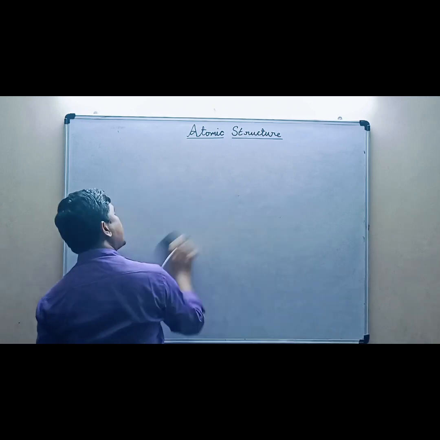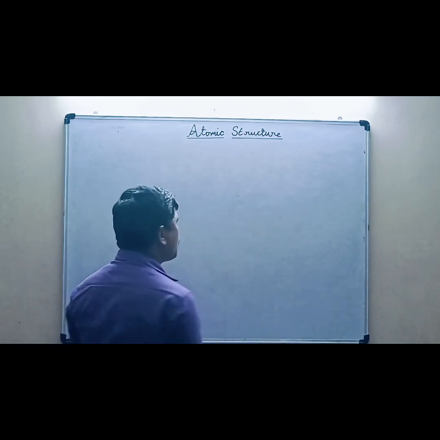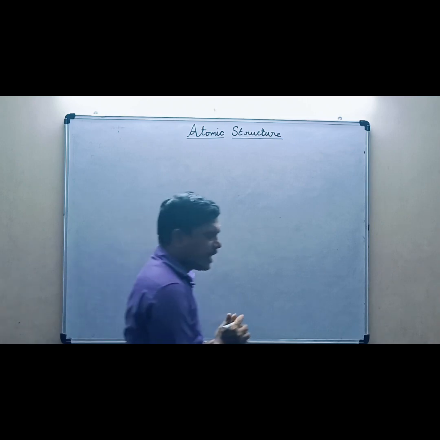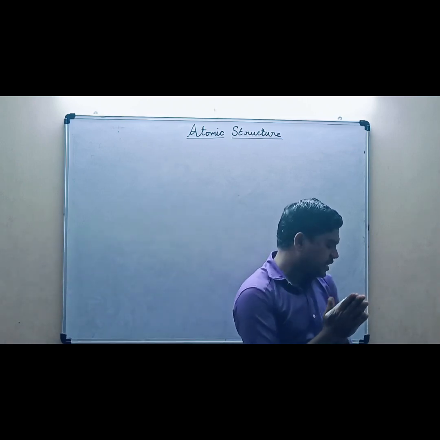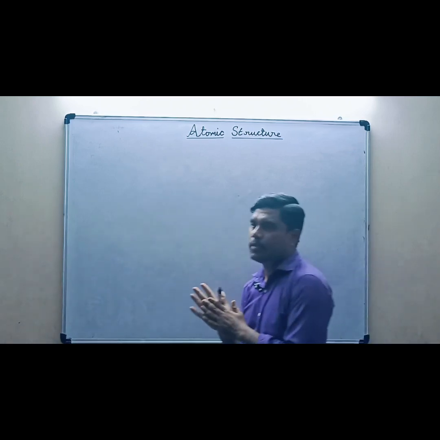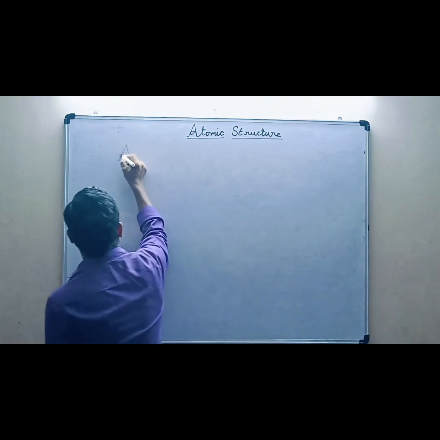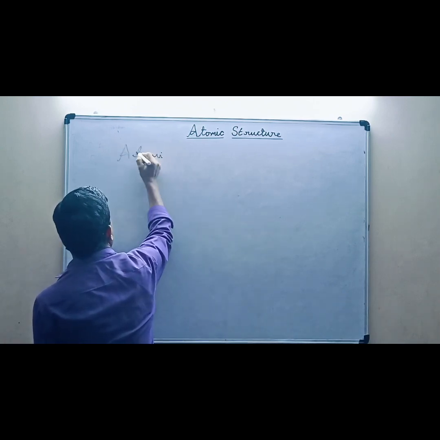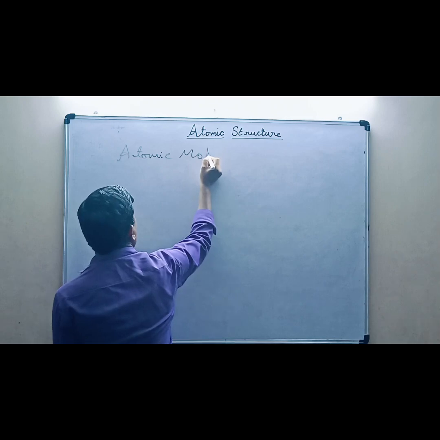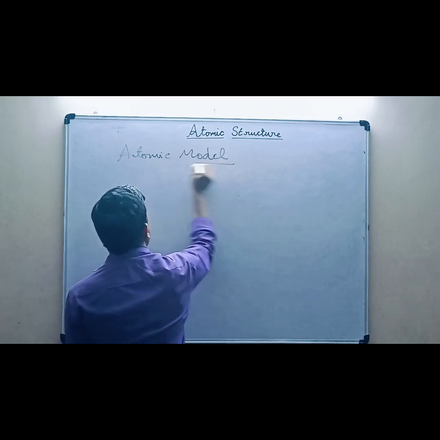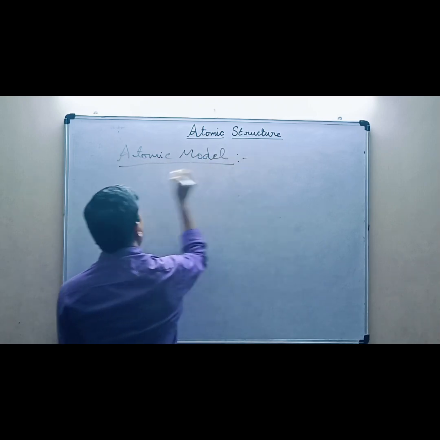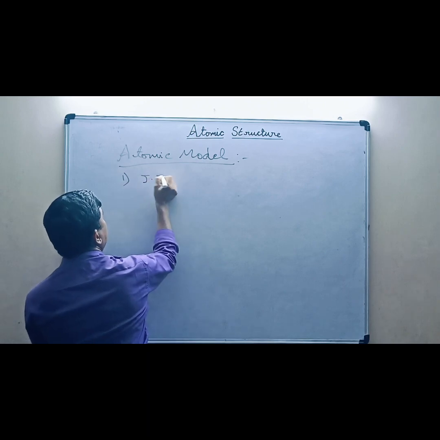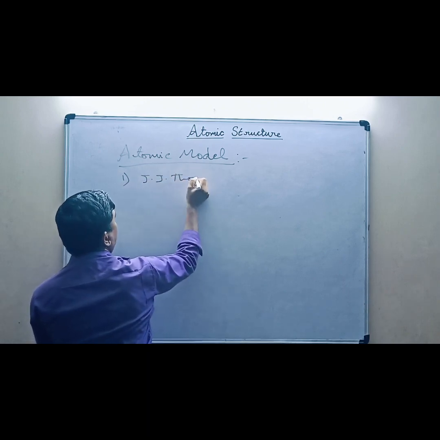In the previous classes, you might have heard about a basic model of atomic structure. In the basic models, what we studied first is the J.J. Thomson model. So what are the different atomic models? The first model is the J.J. Thomson model.